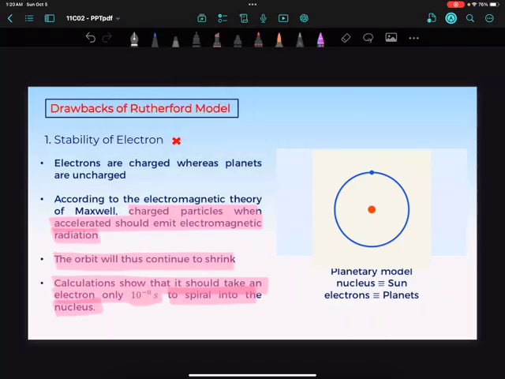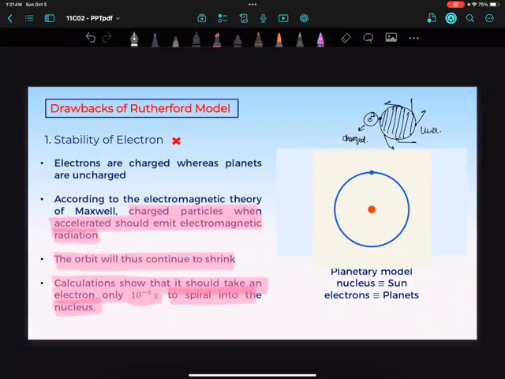here he explained that the electrons are charged whereas the planets are uncharged. He said that suppose this is a planet, the electron revolves, so the electron is a charged particle and this particular region is uncharged. Okay, so he also said that charged particles when accelerated should emit electromagnetic radiation. He said that if an electron is revolving around a particular orbit, it should emit electromagnetic waves.